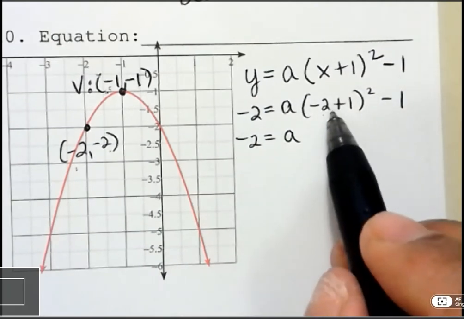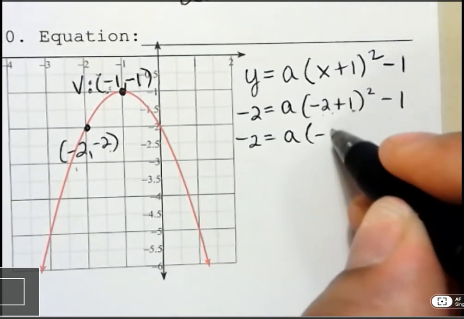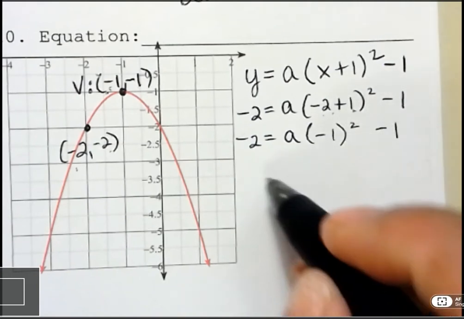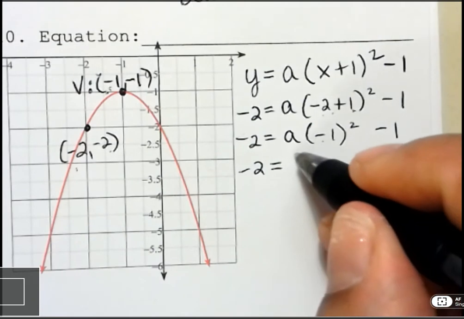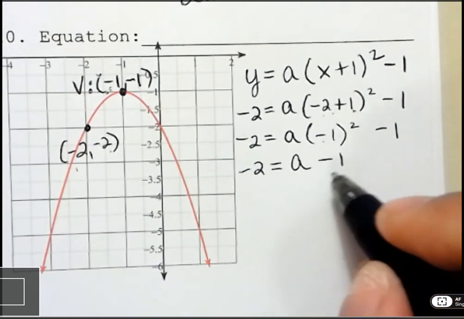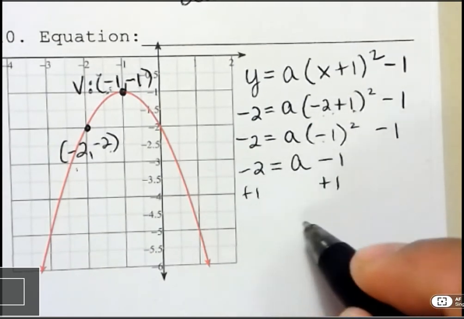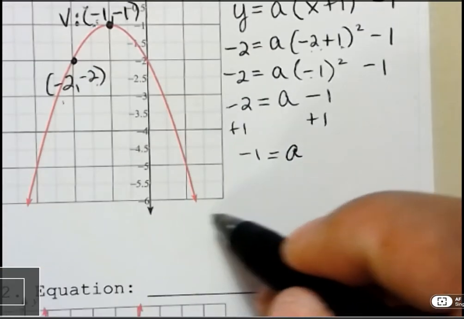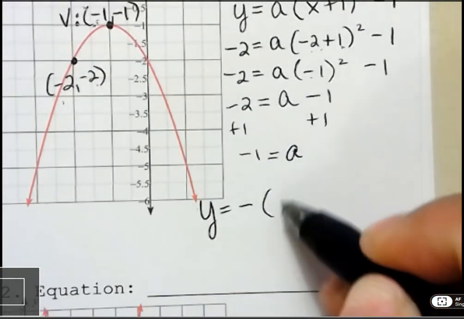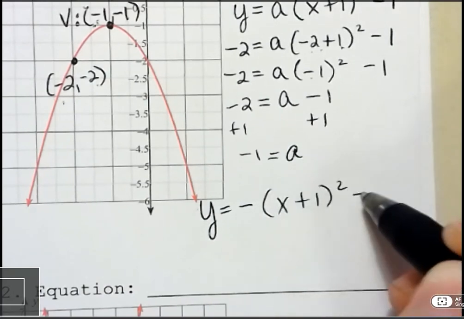So negative 2 plus 1 is a negative 1. Negative 1 squared is just a positive 1. Now I'm going to add 1 to both sides. I get that a is a negative 1. So my final answer is going to be negative (x + 1) squared minus 1.